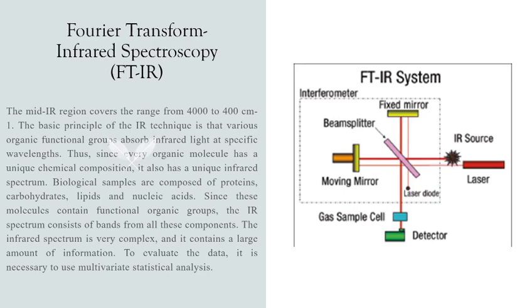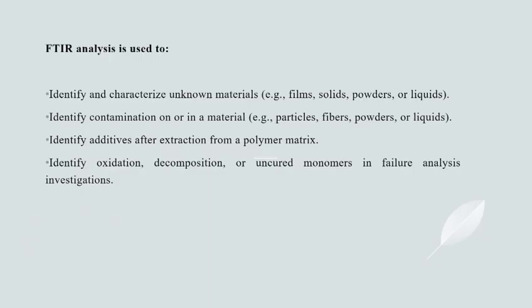FTIR analysis is used to identify and characterize unknown materials such as films, solids, powders or liquids, and to identify contamination on or in a material, for example particles, fibers, powders or liquids, and to identify additives after extraction from a polymer matrix, or to identify oxidation, decomposition or uncured monomers in failure analysis investigations.